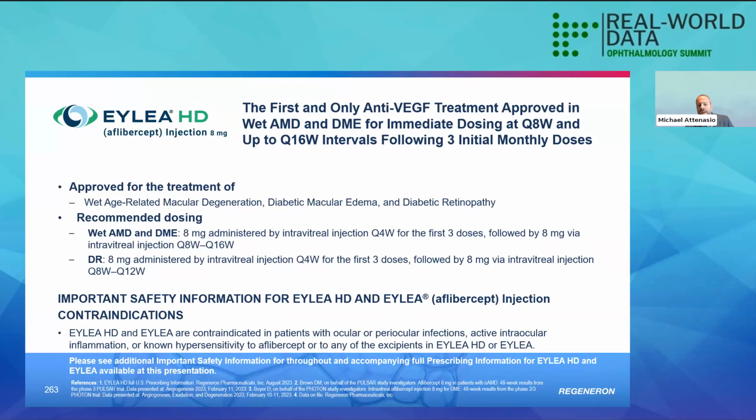Approved for the treatment of wet AMD, DME, and DR. Recommended dosing, as you can see on the slide, for wet AMD and DME is 8 milligrams administered by intravitreal injection Q4 weeks for the first 3 doses, followed by 8 milligrams via injection Q8 through Q16. And DR has a different indication, as you can see. It is Q4 weeks for 3 initial doses, followed by 8 milligrams via intravitreal injection, Q8 through Q12. Next slide.